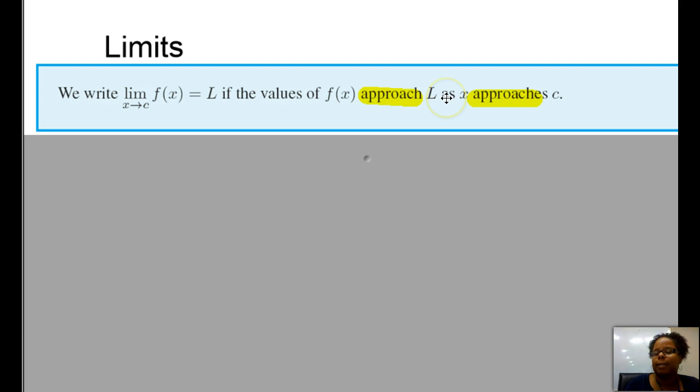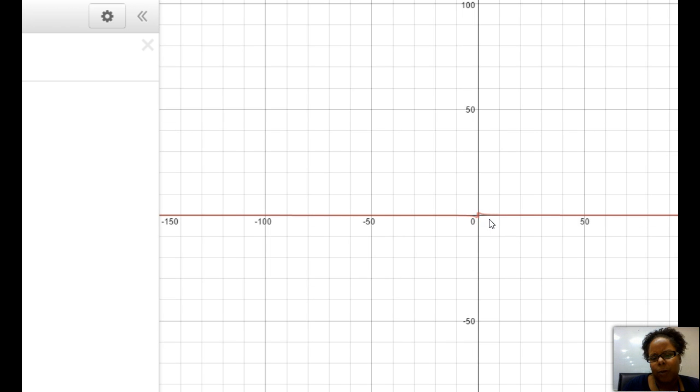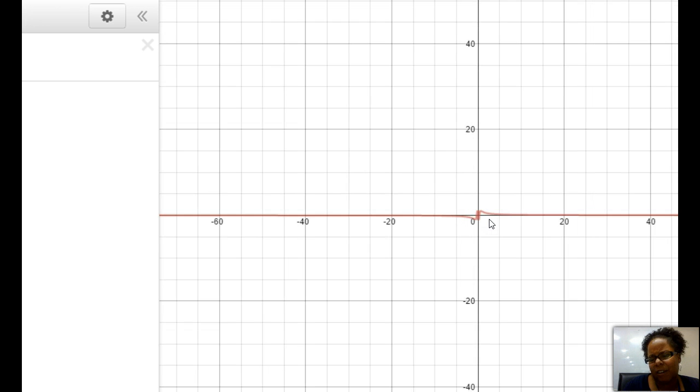But now that we're in calculus, we need a better definition, because the question arises, what is good enough to approach? That seems a very vague sense. If we take a look at the function here, we are wondering what happens as x approaches 0 to the function. And it looks like as x approaches 0 from both sides, the function is going to equal 0. So it seems like the limit as x approaches 0 of the function would be equal to 0. When in actuality, that's not how it is.